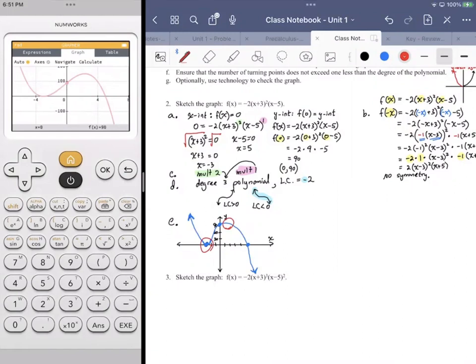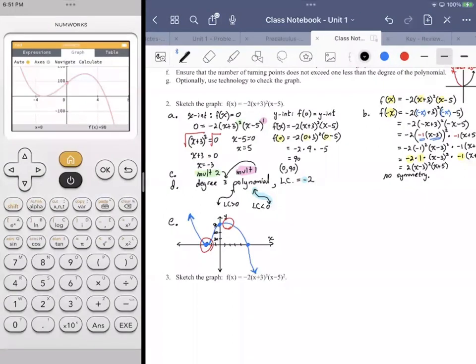Because you could have, let's say, a quartic function, a 4th degree polynomial that looks like this. And you're like, there's only one turning point there. All right? There's ways of figuring that out by hand, but it's not really necessary at this point. And then G was, create the graph on technology, which we already did. All right. The next one really feels like we're going to beat this concept to death.